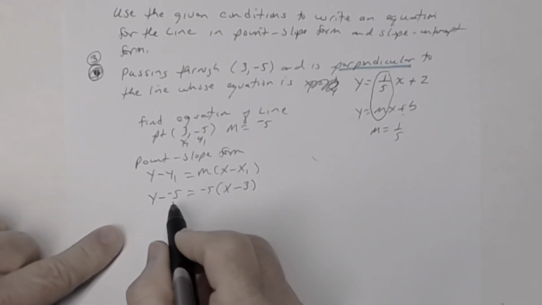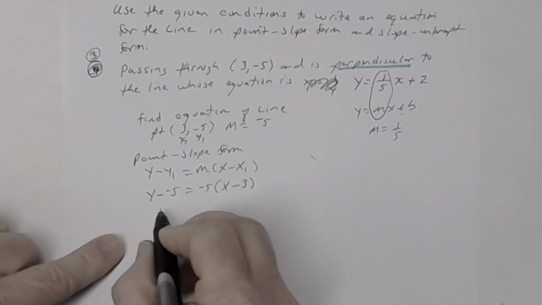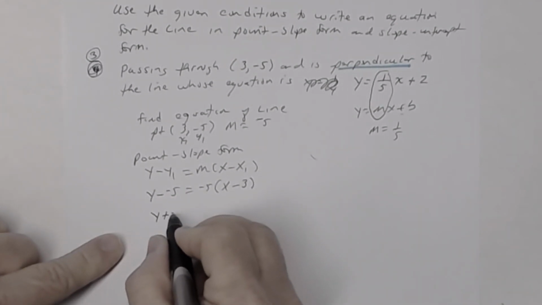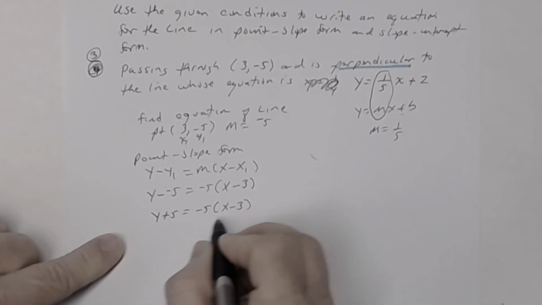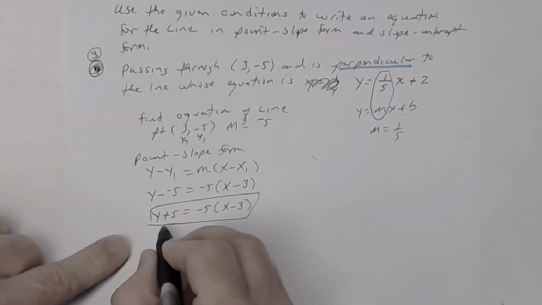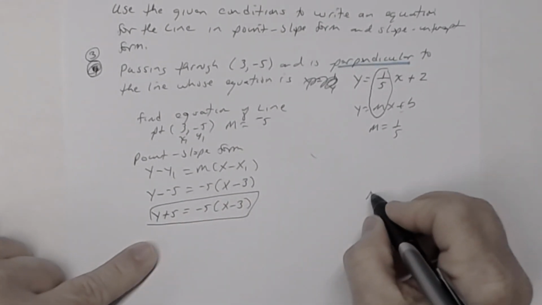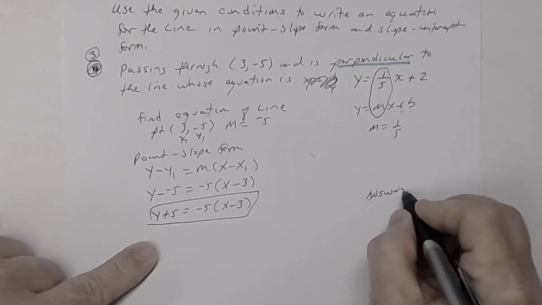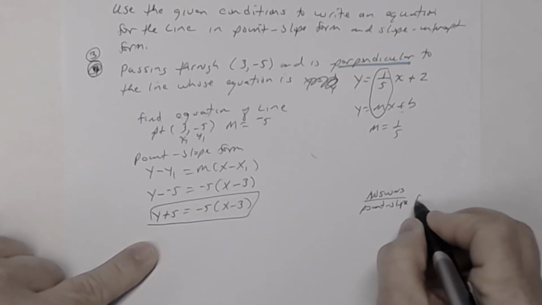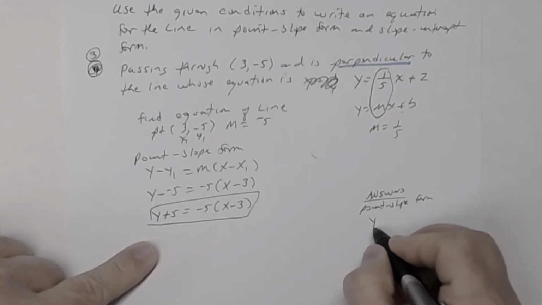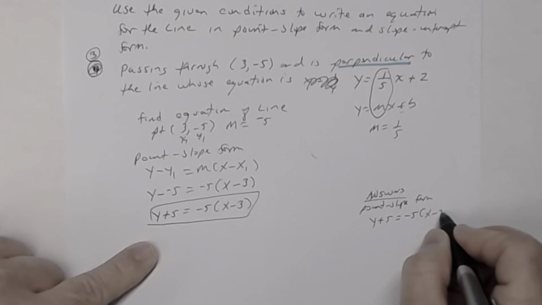Just like we did in the previous problem, you need to remember that y subtract negative 5 means y plus 5, and that's how you want to write it. So y plus 5 equals negative 5 times x minus 3. And that, right here, is the point-slope form. So your answer: point-slope form is y plus 5 equals negative 5 times x minus 3.